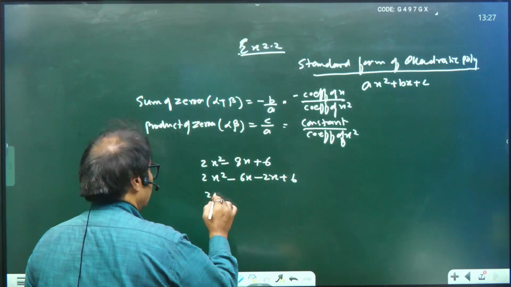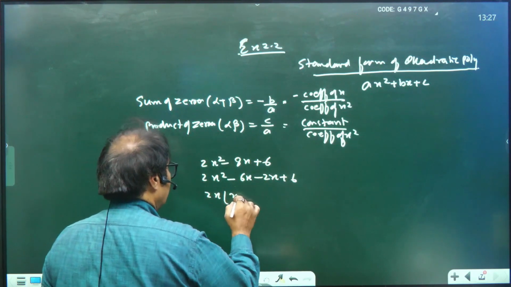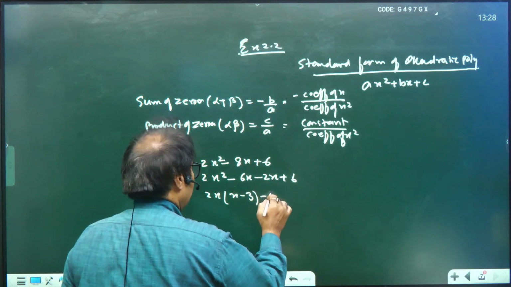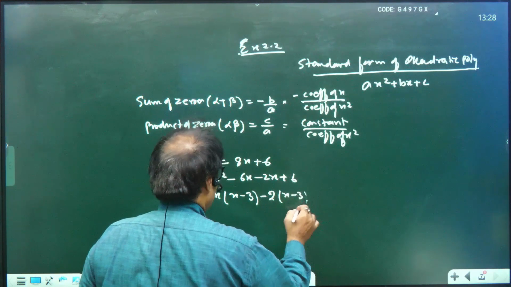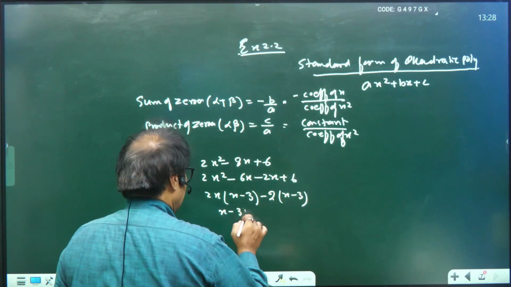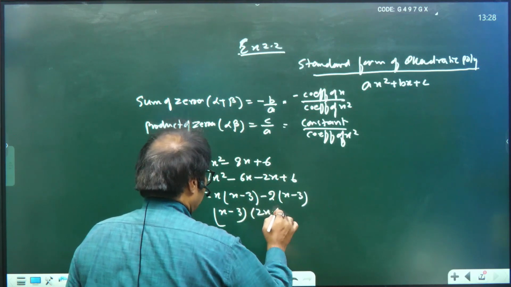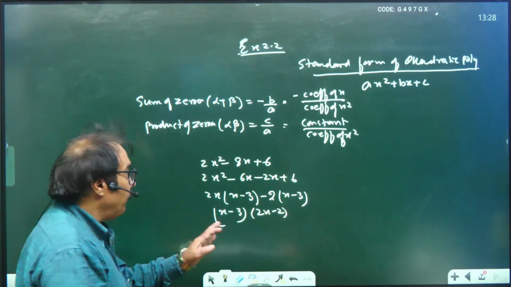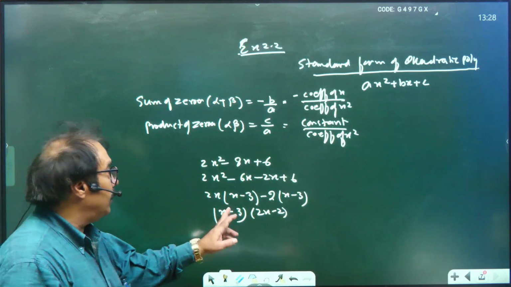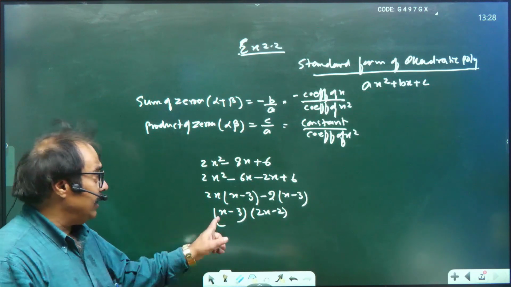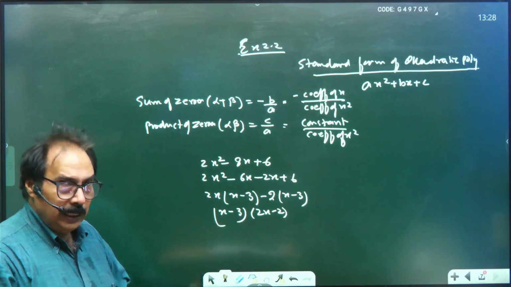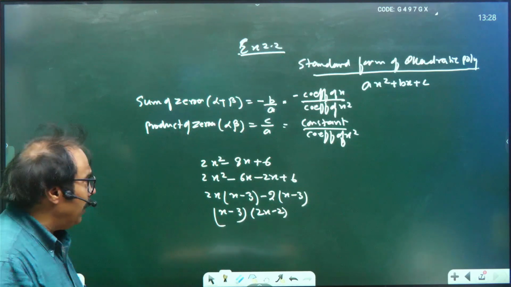Now take 2x as common. So what is left? X minus 3, and here minus 2 is coming common. So what is left? X minus 3. So x minus 3 is again common and 2x minus 2. Okay. After that, don't put directly x minus 3 is equals to 0. Okay. Because it is the case of quadratic polynomial. So here we will write in simple language.